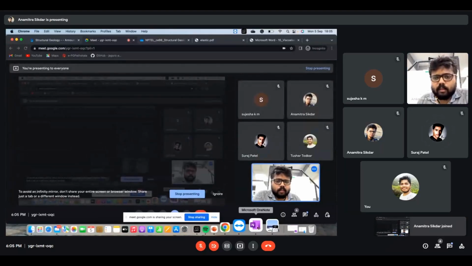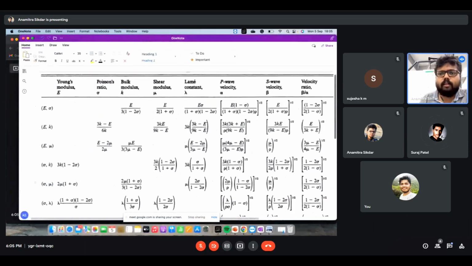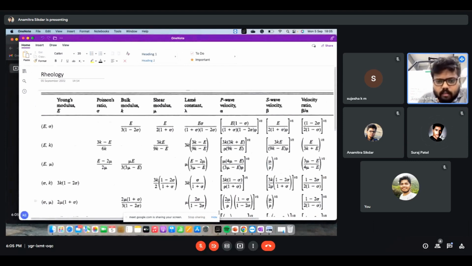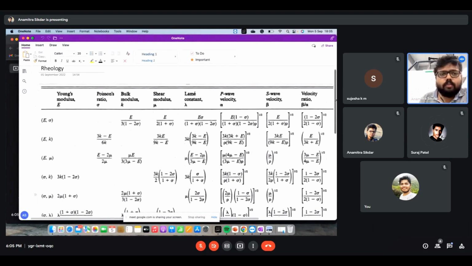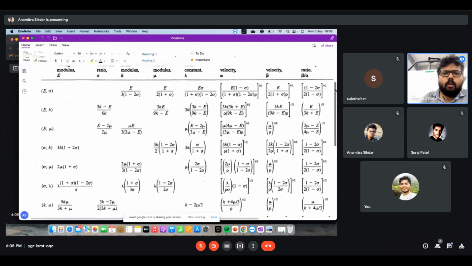Yes, sir. Okay. Yeah, so I think most of the questions that were asked in the discussion forum were more or less related to what the relations are between these elasticity moduli, right? So I have downloaded this photo from the internet where you can see all the possible relations.